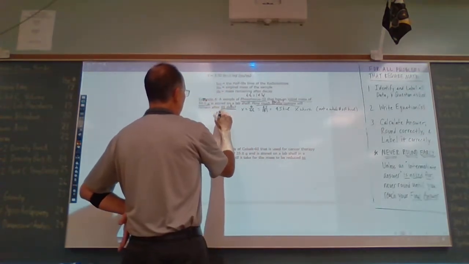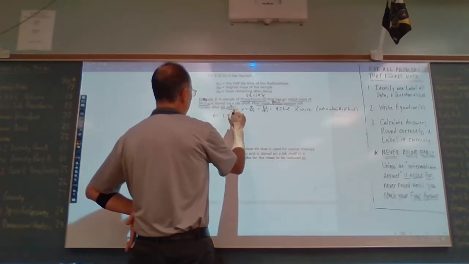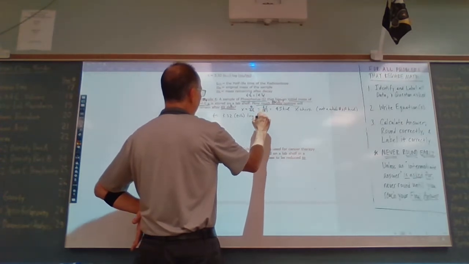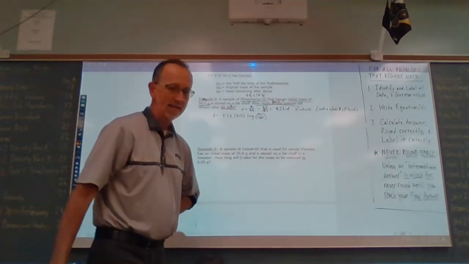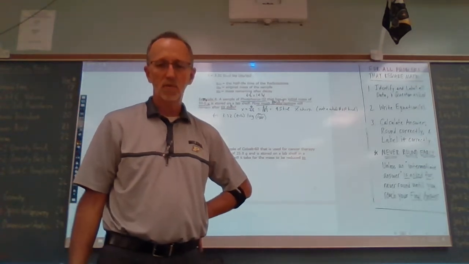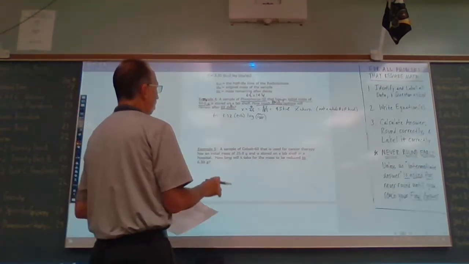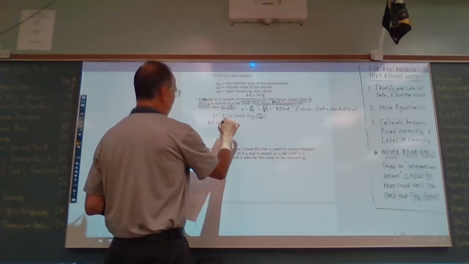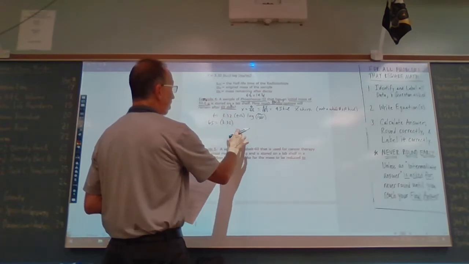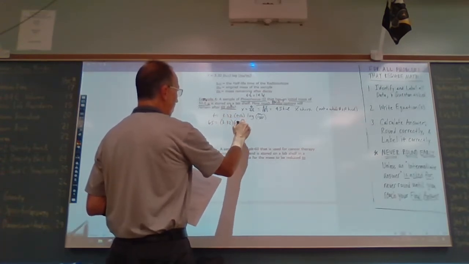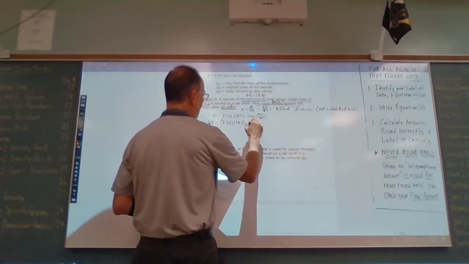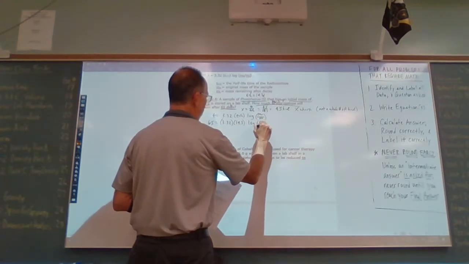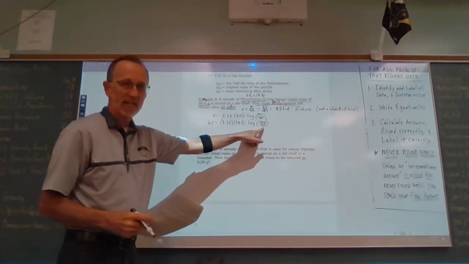So t equals 3.32 times t1/2 times the log base 10 of the original mass over the remaining mass. Let's plug in what we got. We know our time is 65 days. 3.32 is a constant, of course. We know our half-life is 14.3 days, and our original mass is 50.0. We do not know our remaining mass, so we're trying to find that.